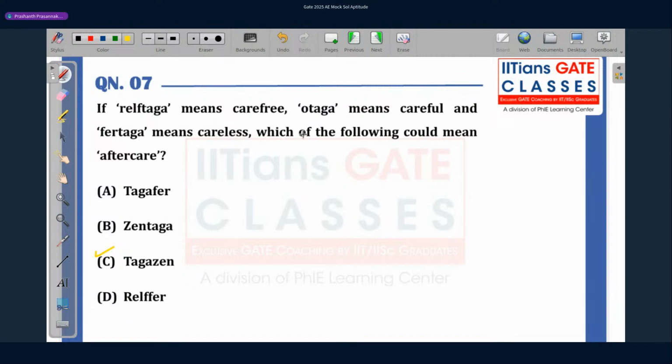If Ralph Taga means carefree, Utaga means careful, and Fortaga means careless, which of the following could mean aftercare? Any other answers? I'd like more of you to try this. Really easy English questions.